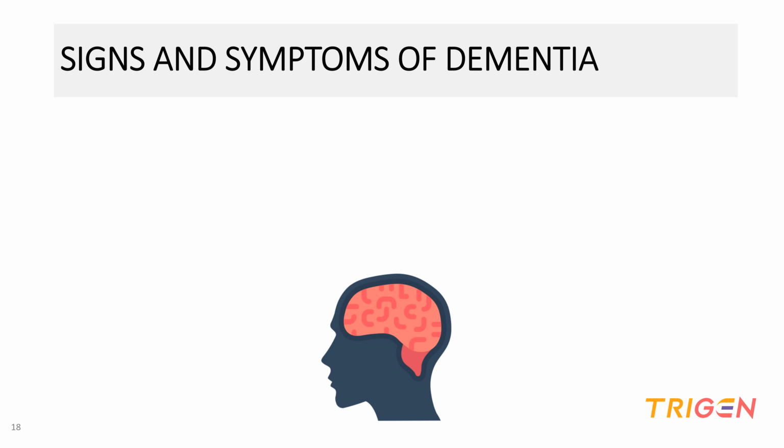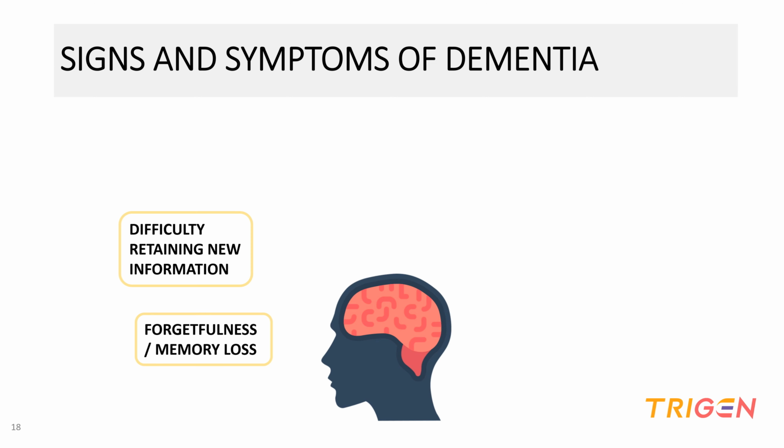Individuals are affected by dementia differently, and here are some of the signs and symptoms of dementia that an individual may experience. Some may have difficulty retaining new information, so for example, someone with dementia may keep asking you the same question in the same setting, like, "Have you eaten?" They also tend to be more forgetful and may experience memory loss.